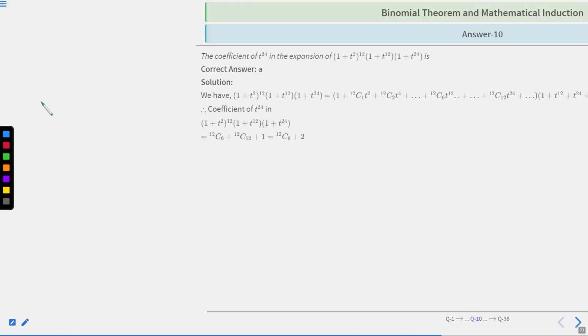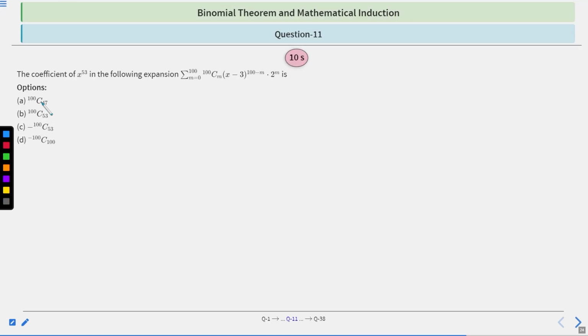Now let's move to the next question, question number 11. It says the coefficient of x to the power 53 in the following expansion, and the expansion is summation of m equal to 0 to 100, 100c m x minus 3 to the power 100 minus m into 2 to the power m is. So you have 10 seconds to solve this question. After 10 seconds, we will discuss the solution.